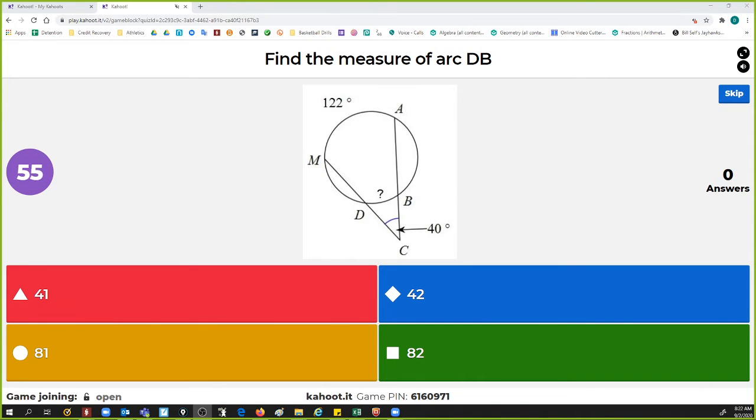Find the measure of arc DB. We did something like this yesterday.